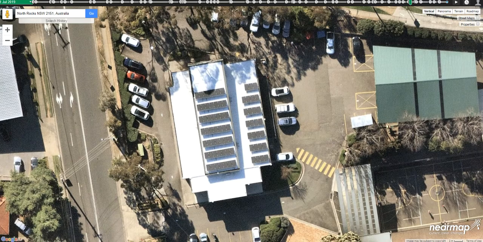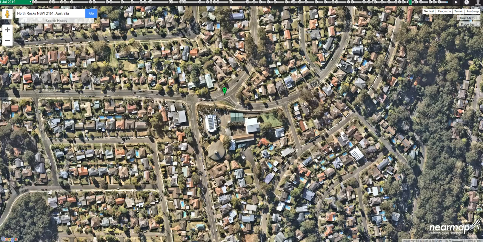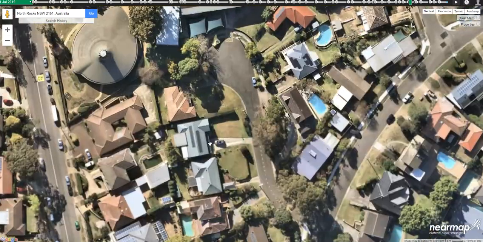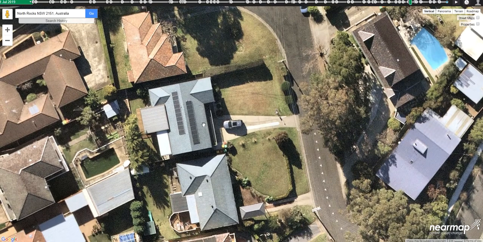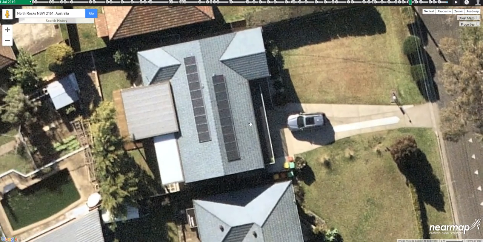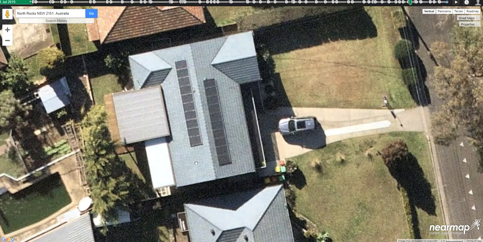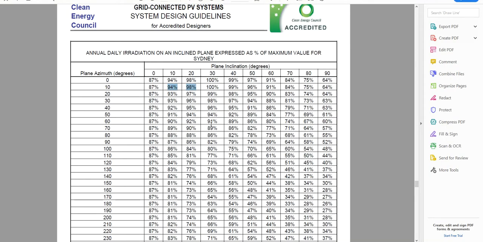so we said 96%. So if I zoom out and I go for a bit of a wander through the suburb, here is a house which has panels both east and west. So if I assume that this roof is at approximately 20 or 25 degrees, I just want to determine what percentage of optimum these panels are performing at. So let's say it's between 20 and 30.